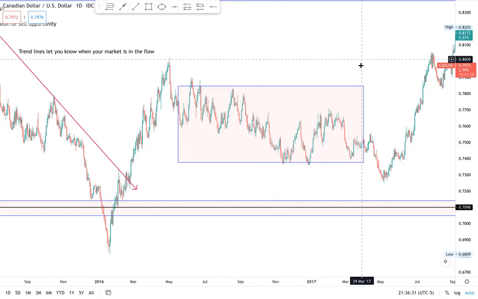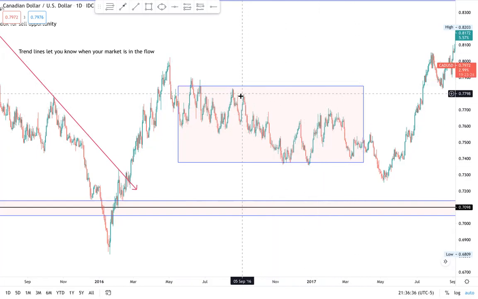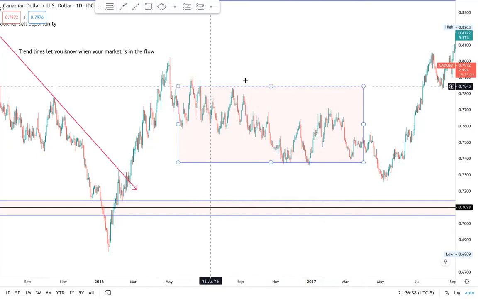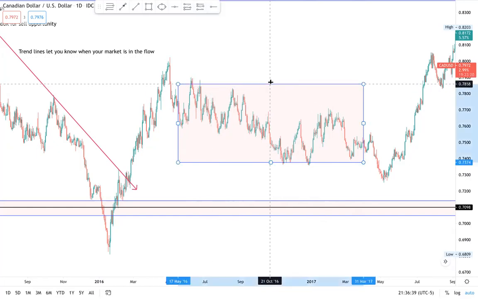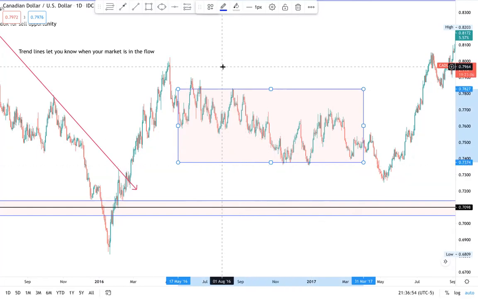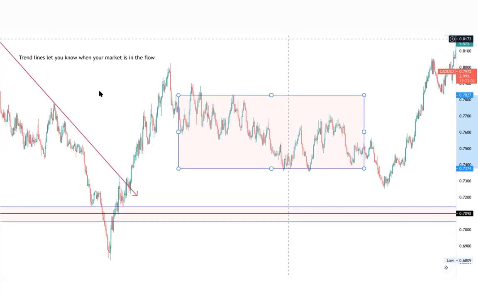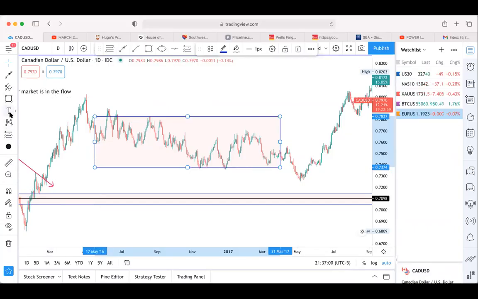It's a ranging market. Yeah. Roger, what do you say? Hello? Yeah, I can hear you. We can hear you. Okay. For me, it looks like a ranging market. Okay. You said ranging. Toby said ranging. Who else is there? Micah.